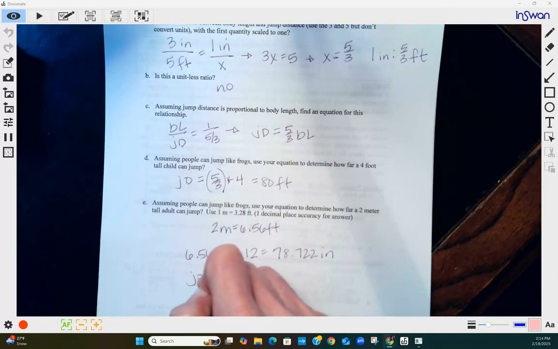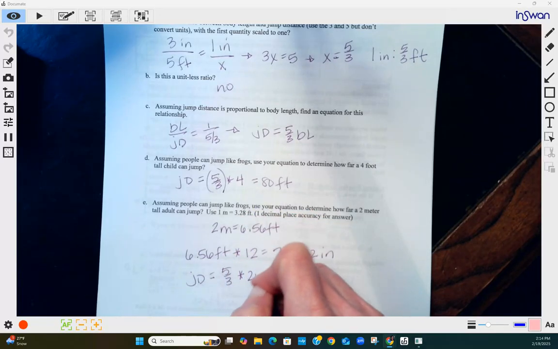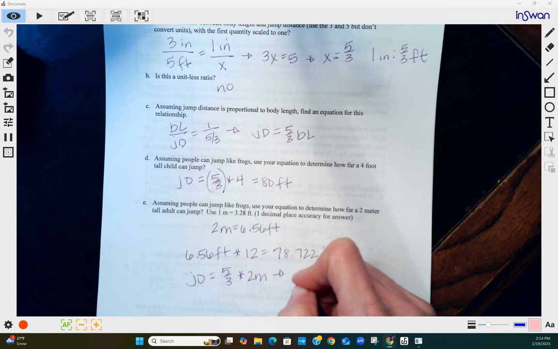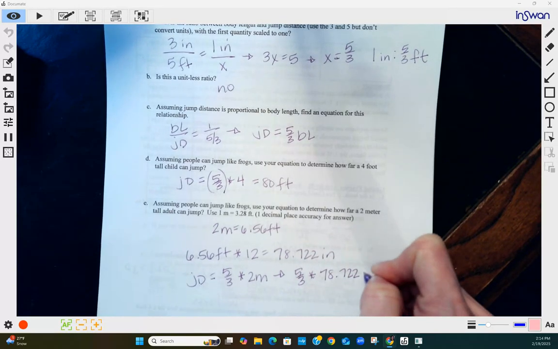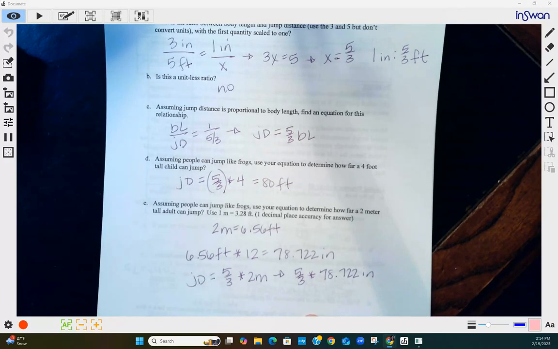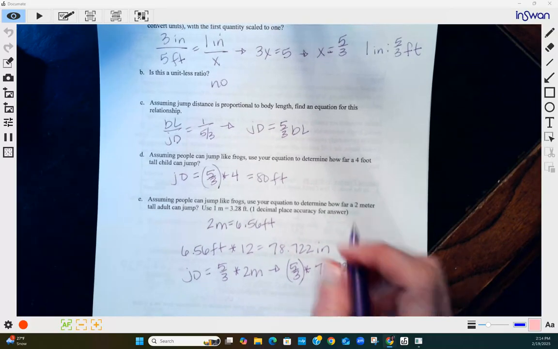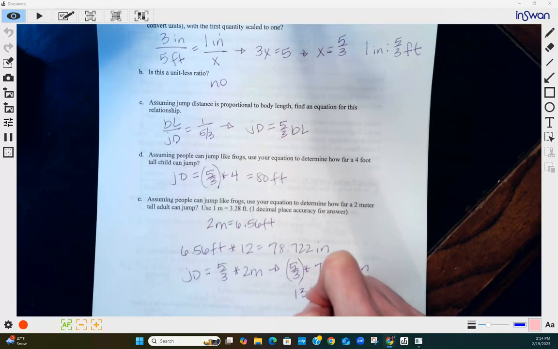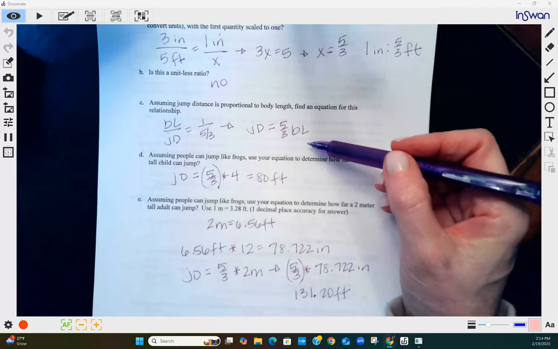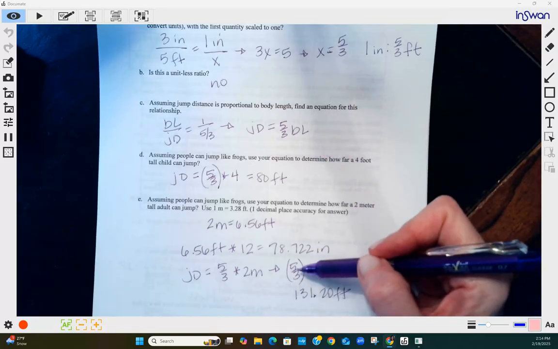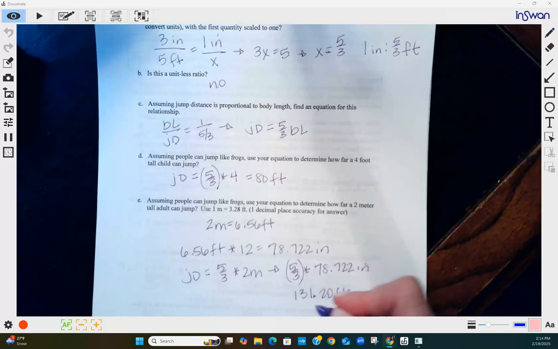We have jump distance equals 5/3 times 2 meters. That is the same as 5/3 times the 78.722 inches, because we converted. And again, if you're using the calculator, make sure that goes in parentheses, and you get 131.20 feet, because the 5/3 was feet over inches, and then we have inches here, so the inches cancel and you're just left with feet.